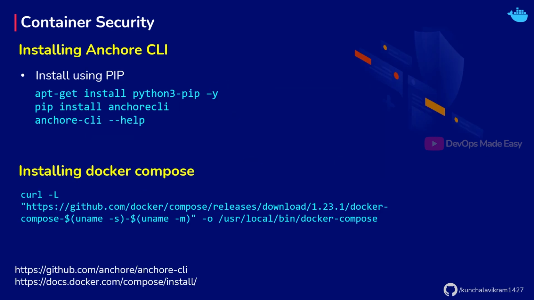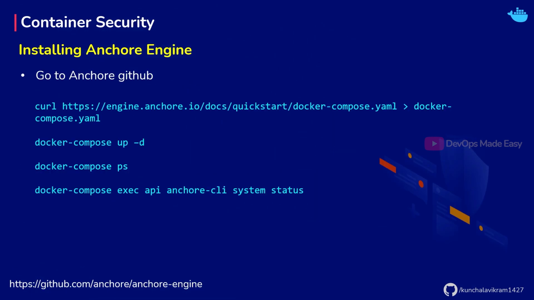Installing Anchore CLI. We can install Anchore CLI using any of the package managers. In this video, we'll see how to install it using pip, which is a package manager for Python. And in order to install Anchore Engine, we will need Docker Compose because we'll have a Docker Compose file to bring up the complete stack. So it is always necessary to have Docker Compose installed on the local machine. We have the Docker Compose file, so simply do docker-compose up to bring up the complete stack.